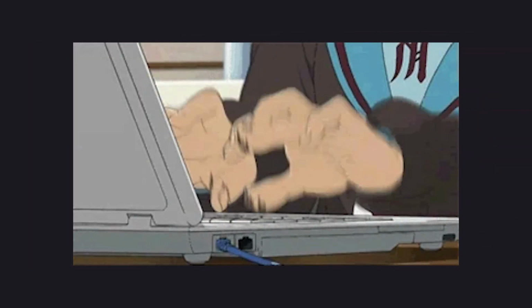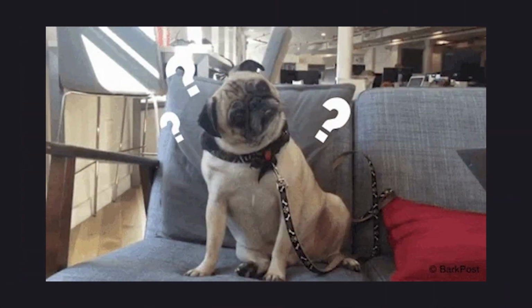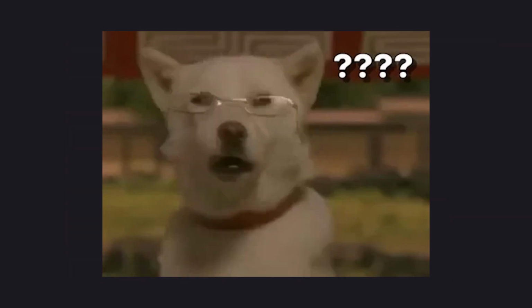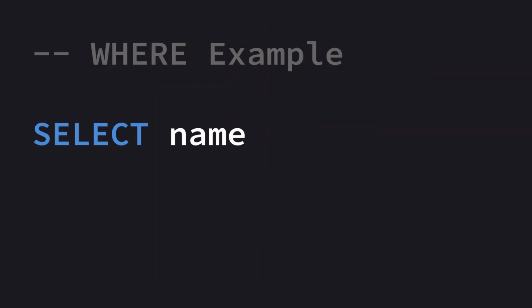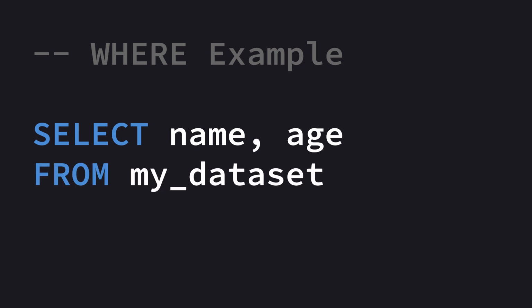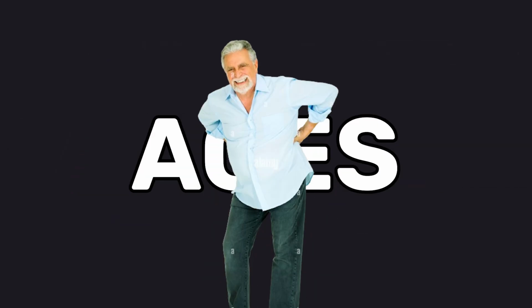When writing queries, you may also want to filter records based on specific conditions. In these situations, we can use the where clause. For example, if we wanted a query to only select rows where age is greater than 30, we'd type select name, comma, age from my underscore dataset dot my underscore table, where age is greater than 30, semicolon. This query then returns the names and ages of people older than 30.